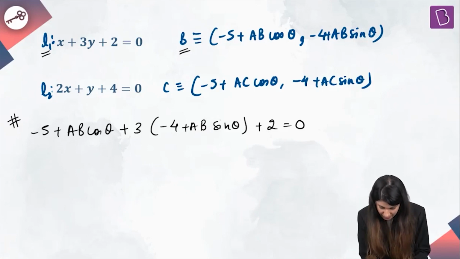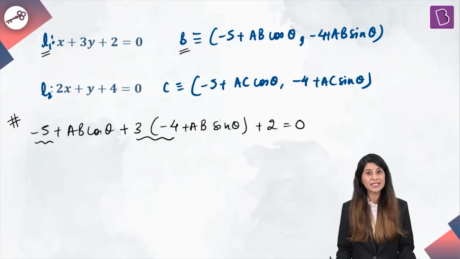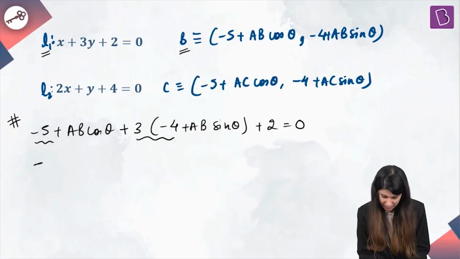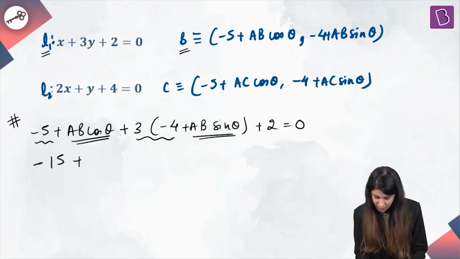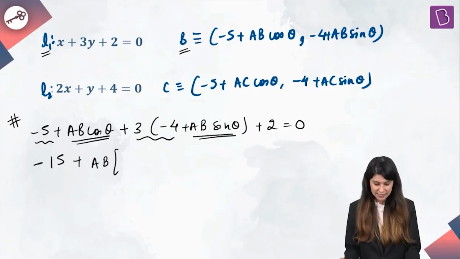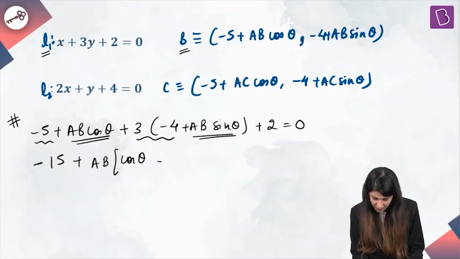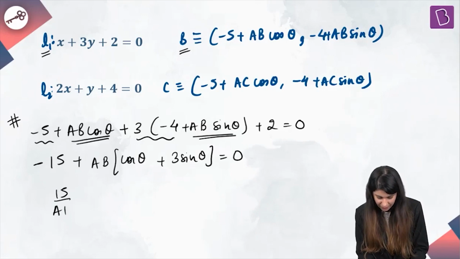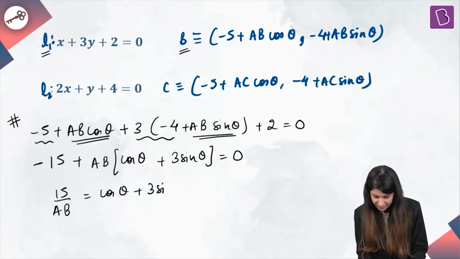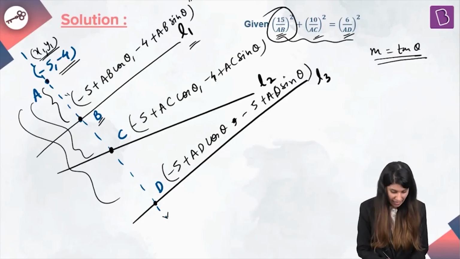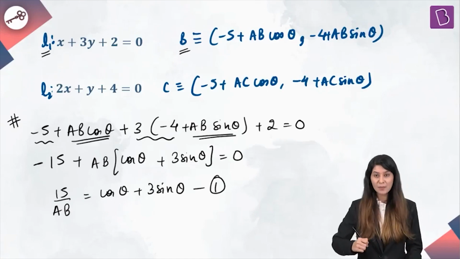Let's quickly solve this. Minus 5 and this will be minus 12, that is minus 17, plus 2 is minus 15. So minus 15 plus, in these two terms what I can take common is AB, and inside I'll be left with cos theta plus 3 sin theta, which equals 0. From here I get 15 by AB equals cos theta plus 3 sin theta. Equation number 1. And given is 15 by AB whole square. I have reached till this point, 15 by AB automatically.